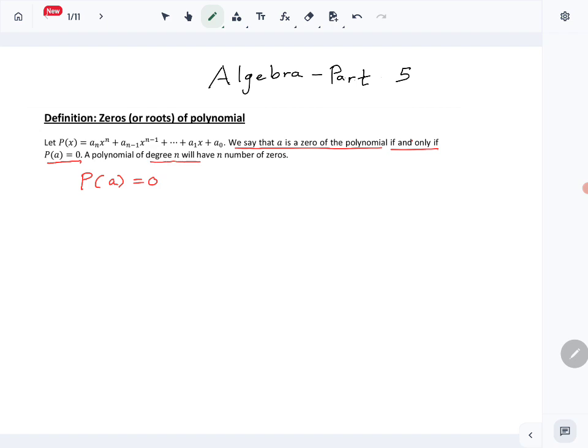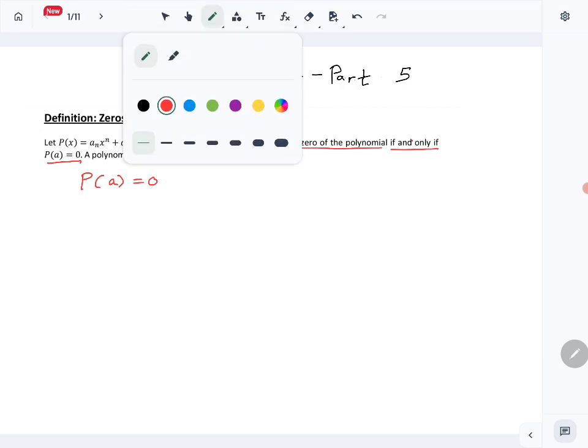So for a degree n polynomial, you will have n number of zeros. So for a degree 3 polynomial, you have 3 zeros, 3 possible zeros. Then for degree 5, you can have 5 zeros, right? So let's do an example.